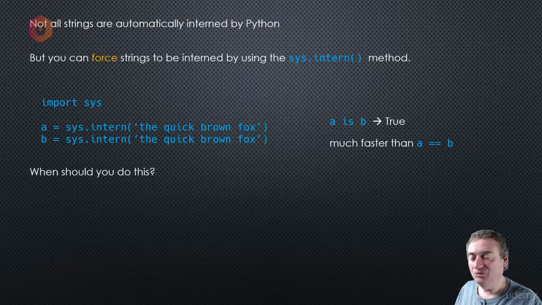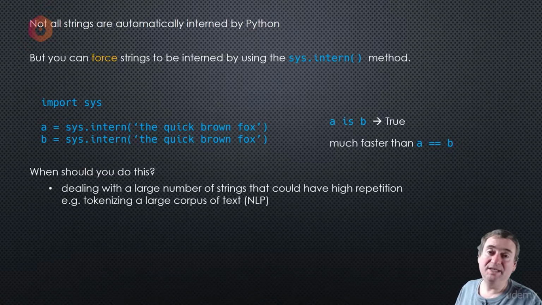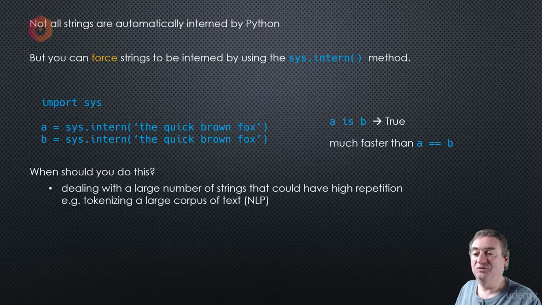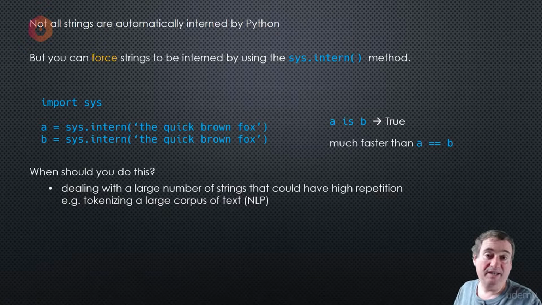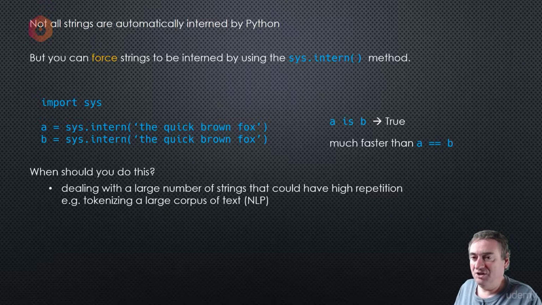So when should you do this? Well, in general, don't do it, right? Unless you have a specific need. Now, when does that happen? Well, for example, let's say you're dealing with a very large corpus of data, right? A large number of strings that maybe has a high repetition. Maybe you're trying to tokenize a big set of text. Maybe you're trying to tokenize Shakespeare's plays, for example, or whatever it is, especially in things like natural language processing. Then you have a lot of strings that have a lot of repetition.